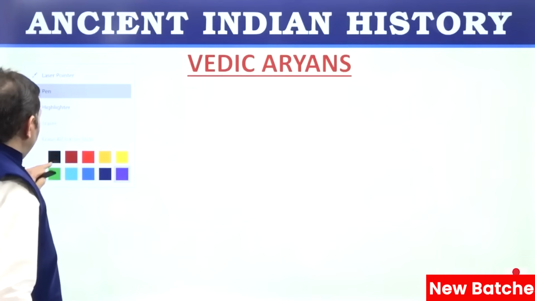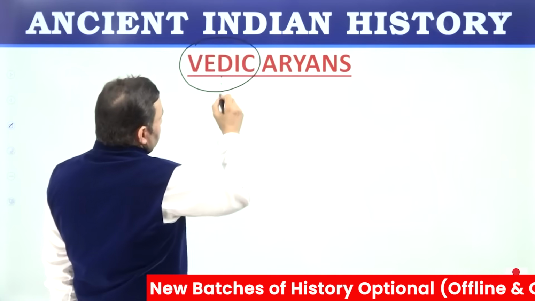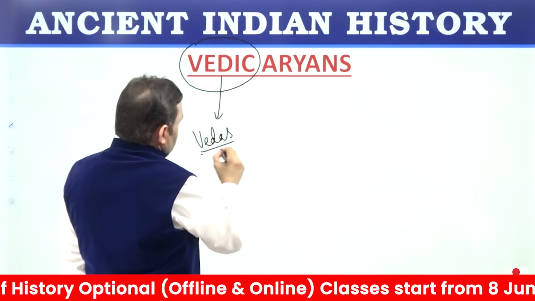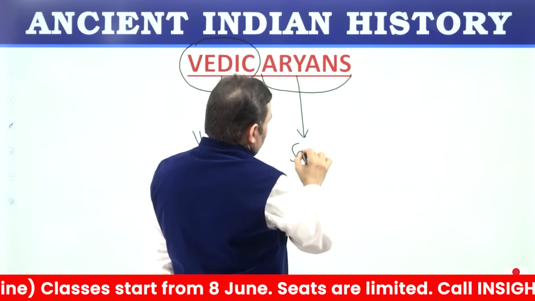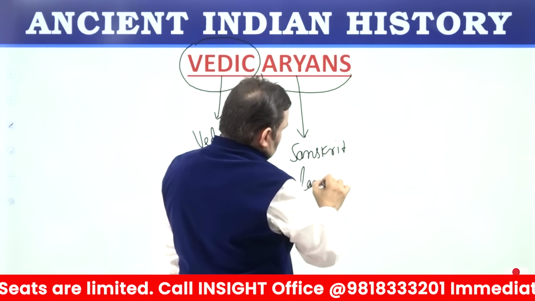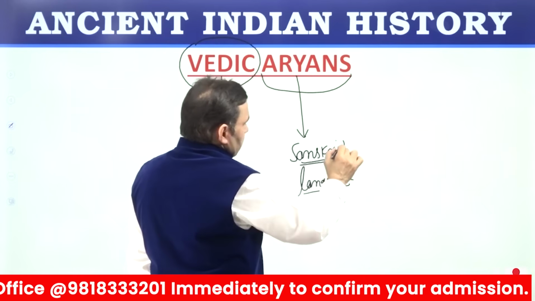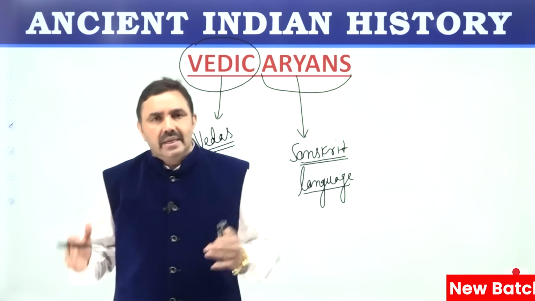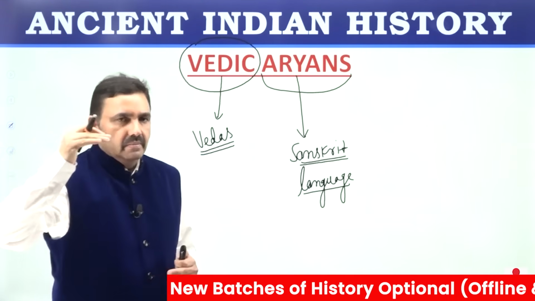Harappan age was followed by Vedic age, Vedic Aryans. We call them Vedic Aryans because information about them is provided by Vedas. The term Aryan is used for those people who used to speak Sanskrit language. The term Aryan is not a racial term. Aryan does not indicate any particular race. Aryan term indicates a person using Sanskrit language. Another meaning of Aryan is a person of high birth or the person of noble birth.